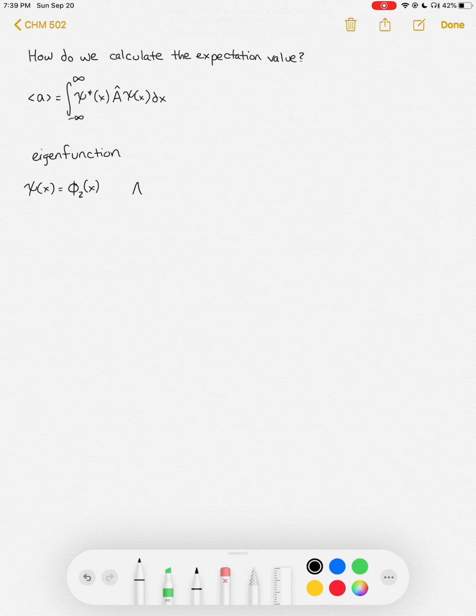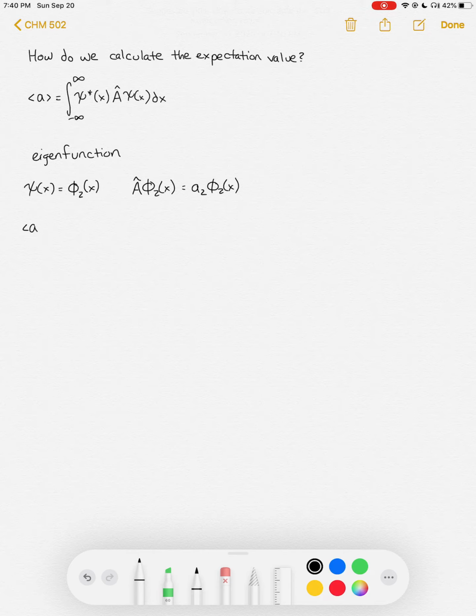If we operate on this eigenfunction with its operator, what happens? Well, we always get our function back multiplied by a constant. So in this case, we'll get our v2 multiplied by a little a2, where a2 is just a constant. That's the definition of an eigenfunction, and this is going to help us solve the integral.